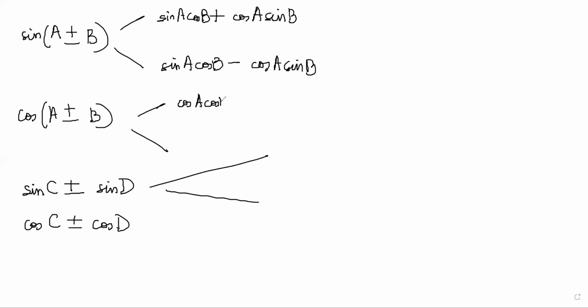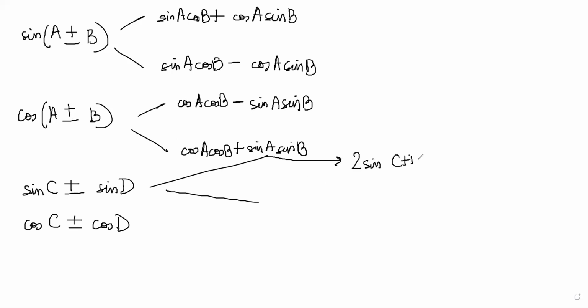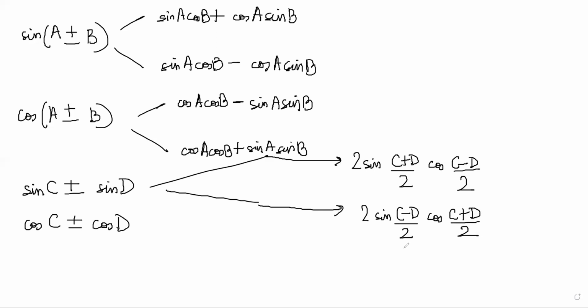Cos A cos B. If it is plus, it will be minus sin A sin B. And if it is minus, it will be plus. Cos A cos B plus sin A sin B. And now we'll look at sin C plus sin D and sin C minus sin D. So plus formula becomes 2 sin C plus D by 2 cos C minus D by 2. You are converting the sum into a product. And the subtraction formula becomes sin C minus sin D is 2 sin C minus D by 2 cos C plus D by 2. Okay.